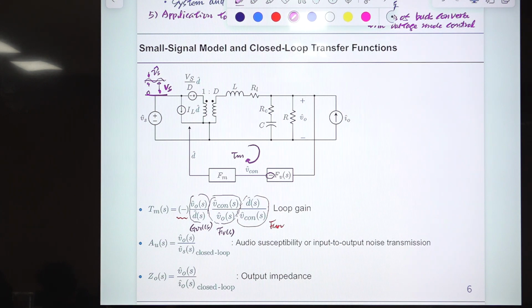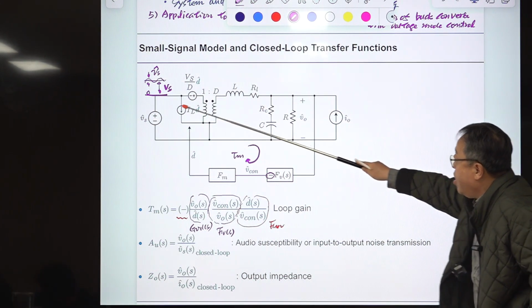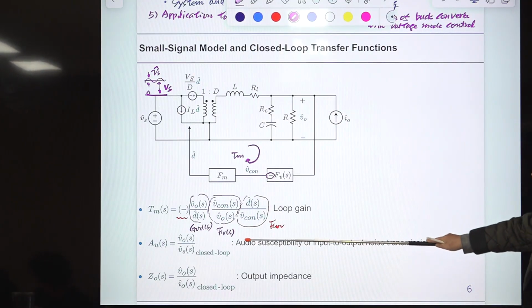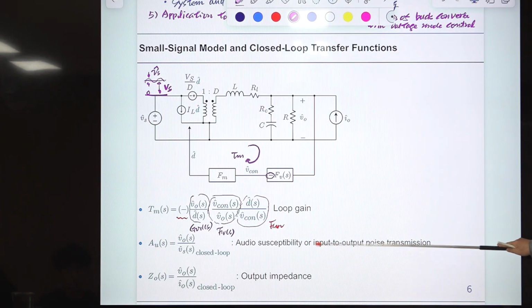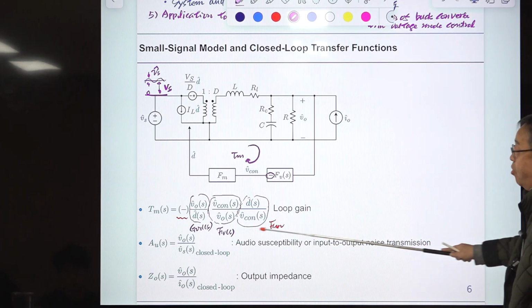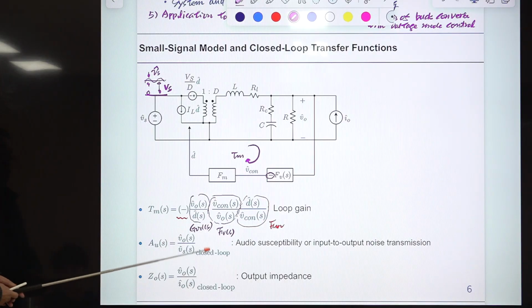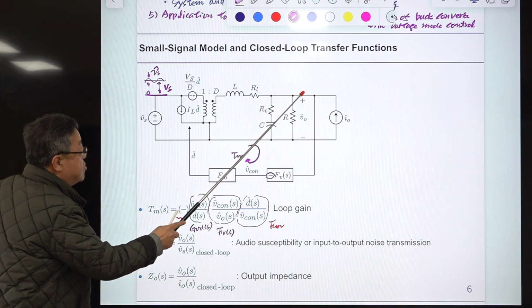Okay, this means how the noise is attenuated or transmitted, transferred to the output is called audio susceptibility. So it's the same thing, input to output noise transmission. Many people call it audio susceptibility. And this one is our output voltage transfer function from here to there.